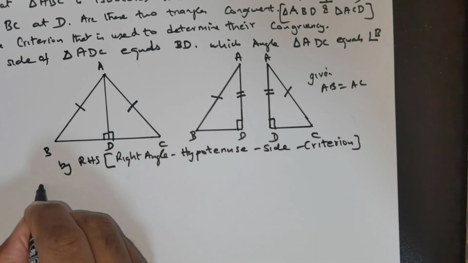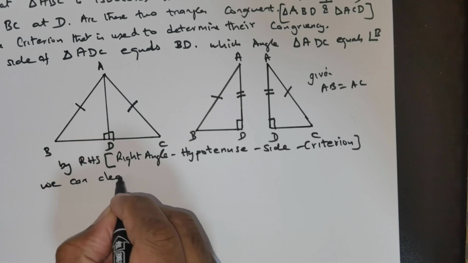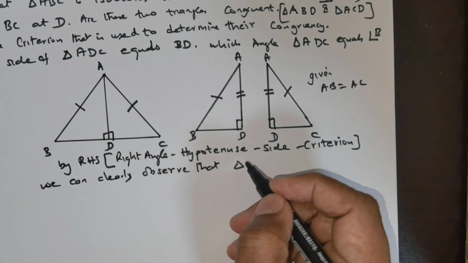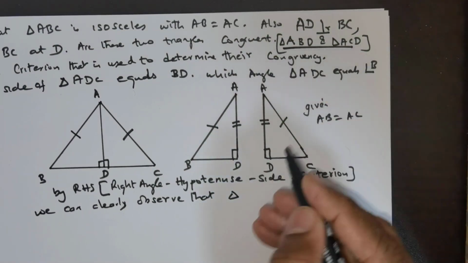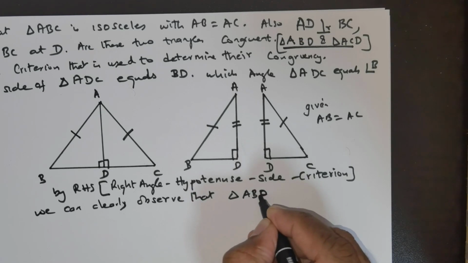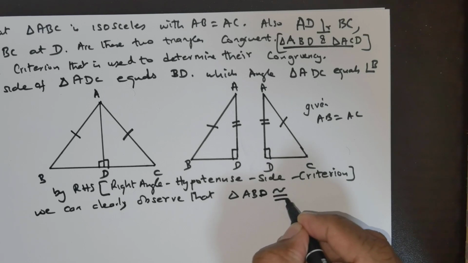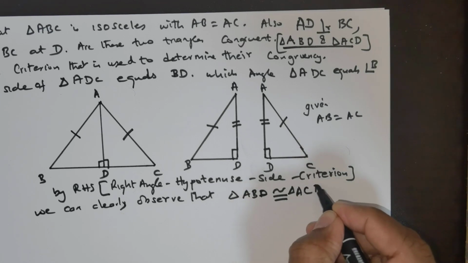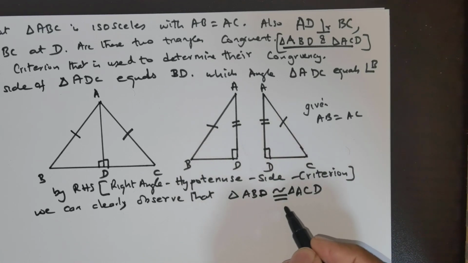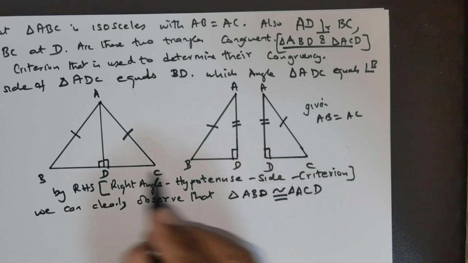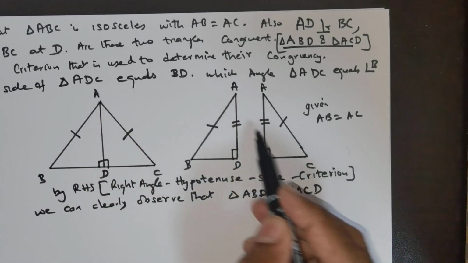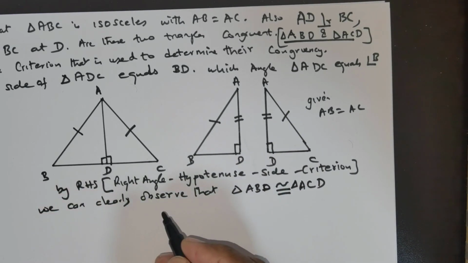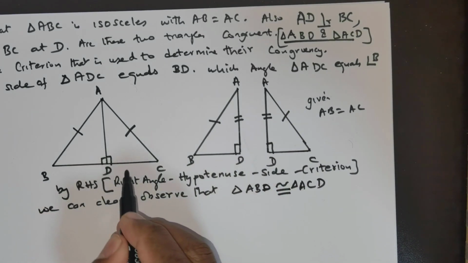By this criterion we can clearly observe that triangle, we are looking for ABD, right? This is what we are looking for. Triangle ABD is congruent to triangle ACD. That's fine. First question is answered. We have also represented it. So this is done. Now, which side of ADC equals BD? Now, naturally, it's going to be DC, right?